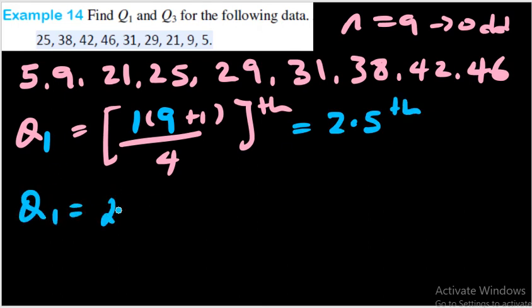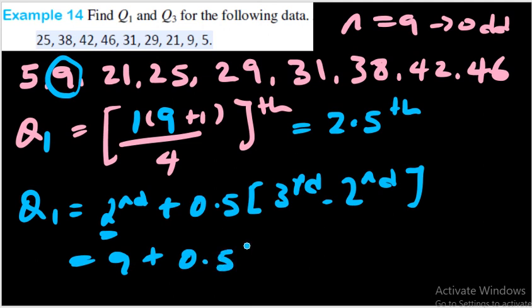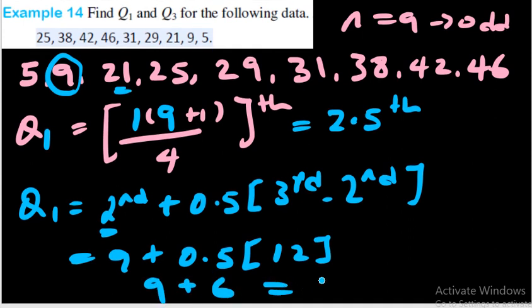Q1 is equal to the second data plus 0.5 times the third minus the second. That's the way to do it. The second data here is 9, plus 0.5 times the third one, which is 21. 21 minus 9 will be 12. So 12 times 0.5 is 6, plus 9. 9 plus 6 will be 15. So this is the first quartile or the lower quartile. We applied the formula.